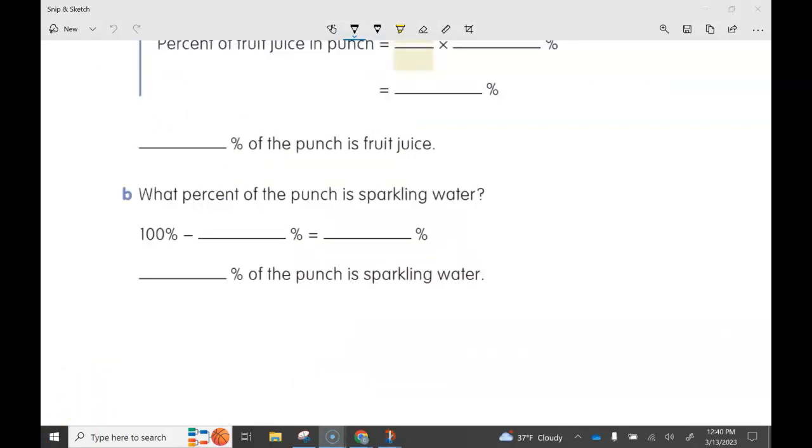Now we can scroll down a little bit further on 333, and we know that 65% of the punch is fruit juice. Now we've got to figure out what percent of the punch is sparkling water. So 65% is fruit juice. What we do is we take 100 subtract 65%. That's going to give us 35%, showing that 35% of the punch is sparkling water.